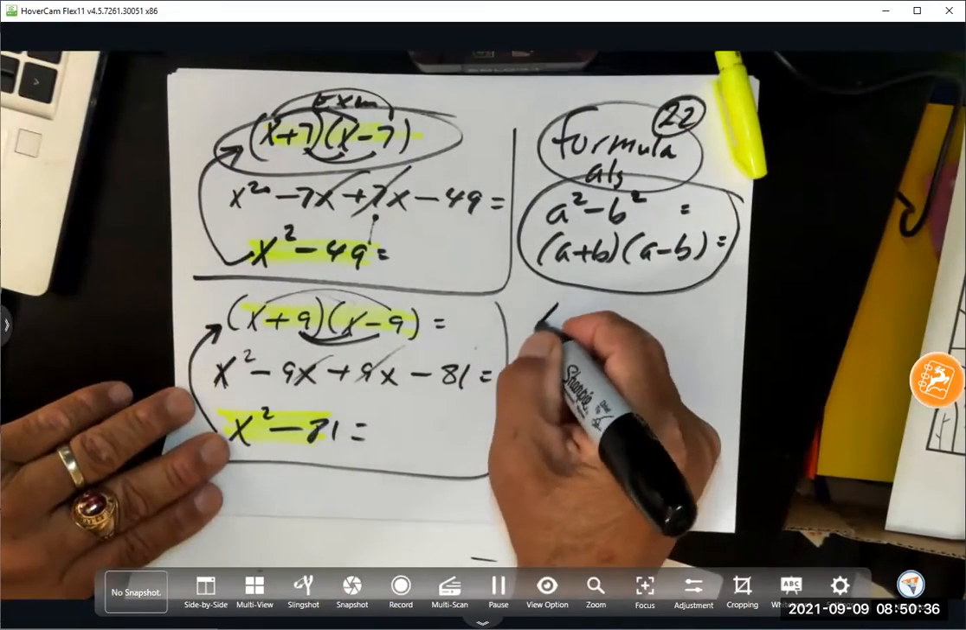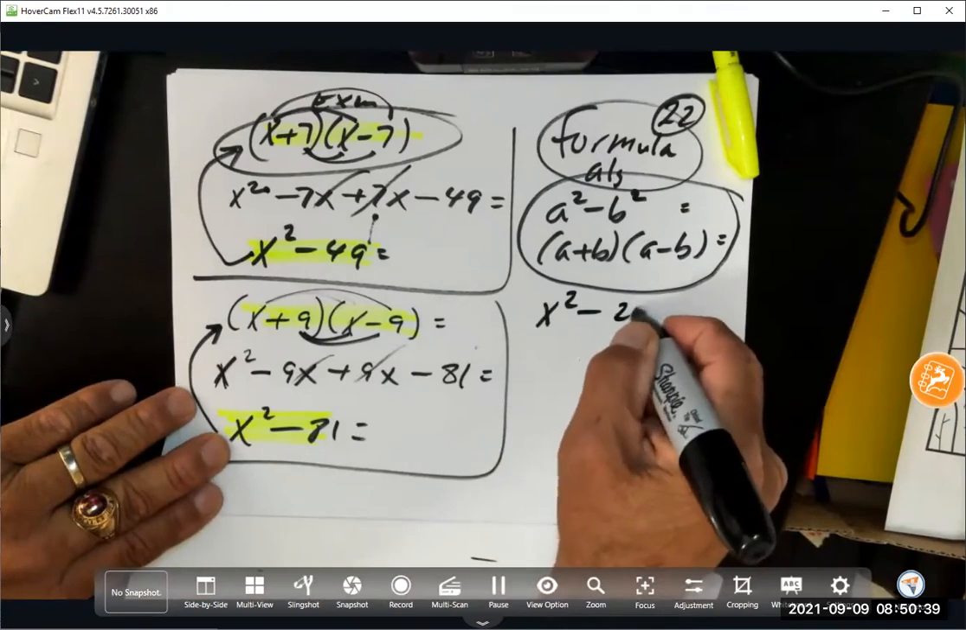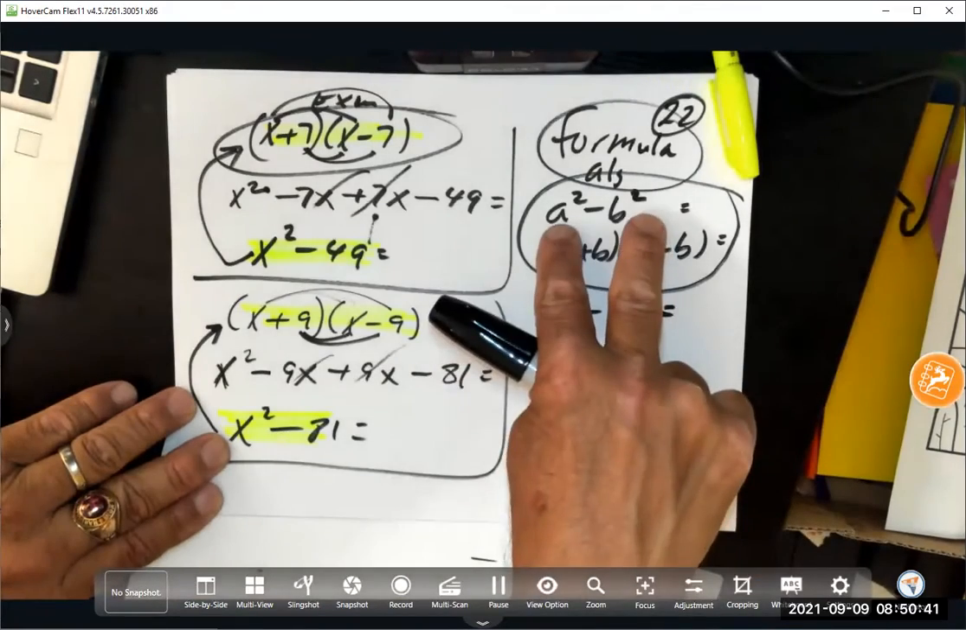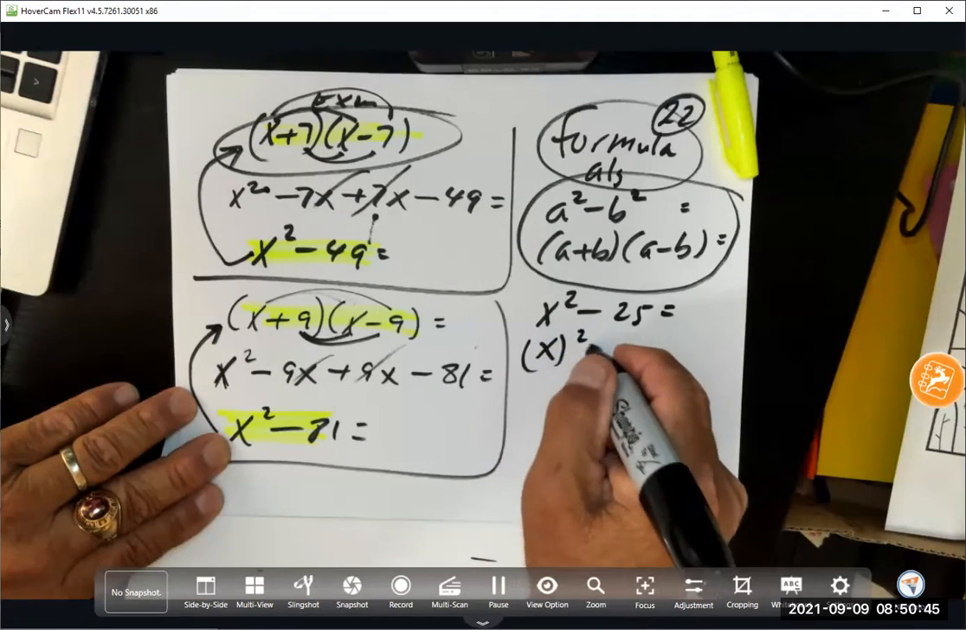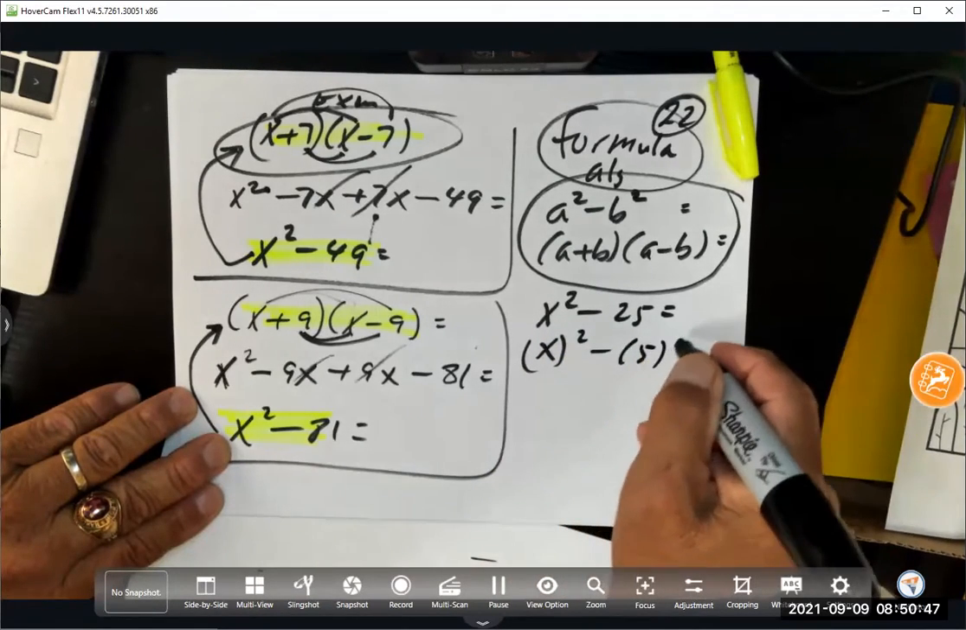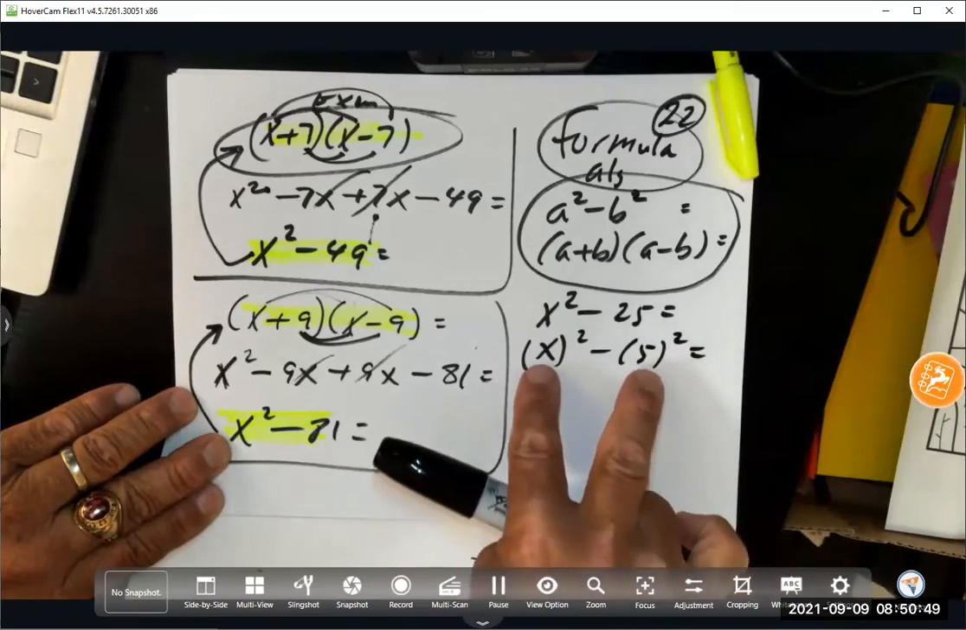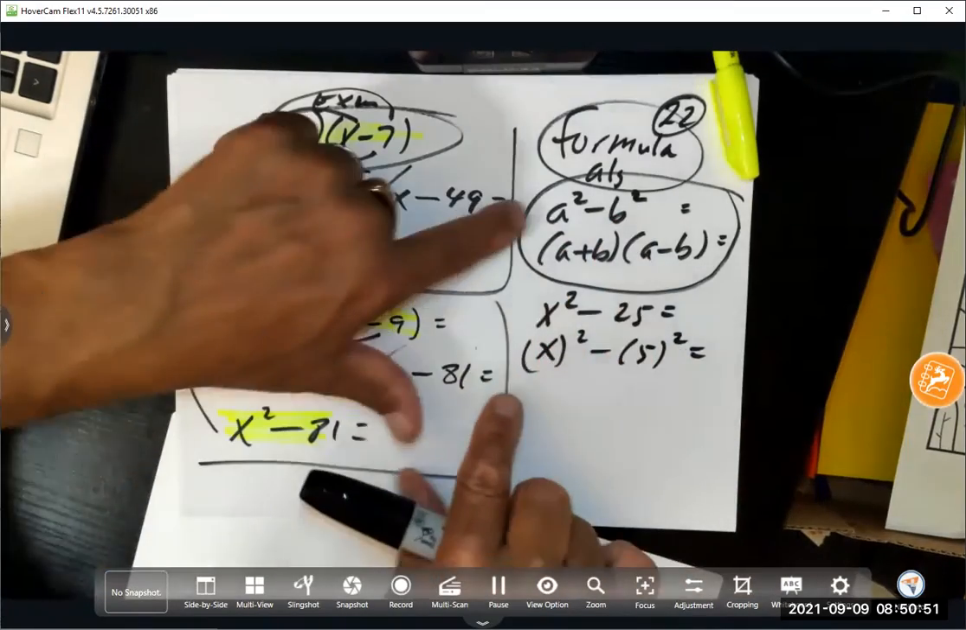So now let me give you one the other way. Suppose I have x squared minus 25. Okay. So does that look, well, almost. This is x squared minus 5 squared. Okay, now it looks like this formula here. See these two right here? See how they match?